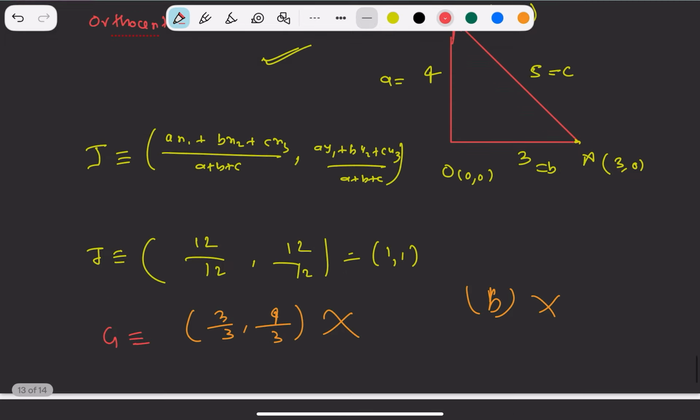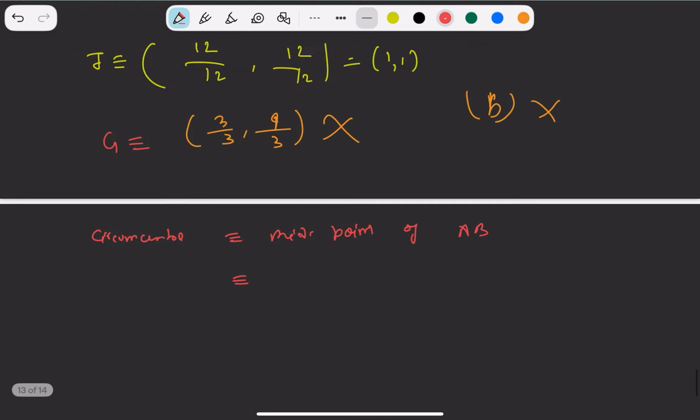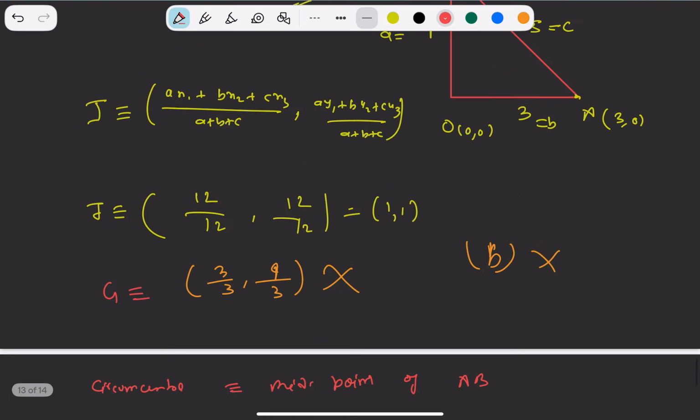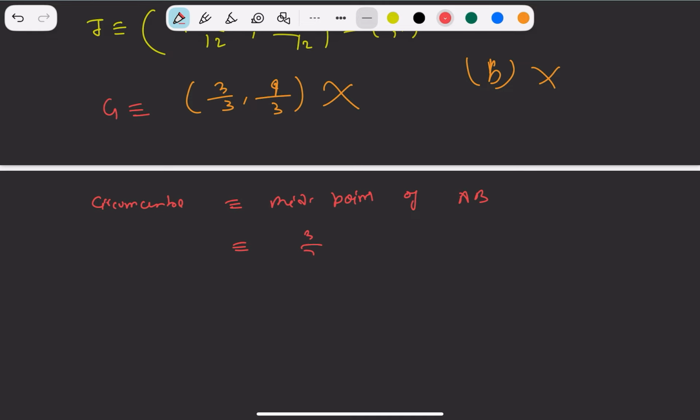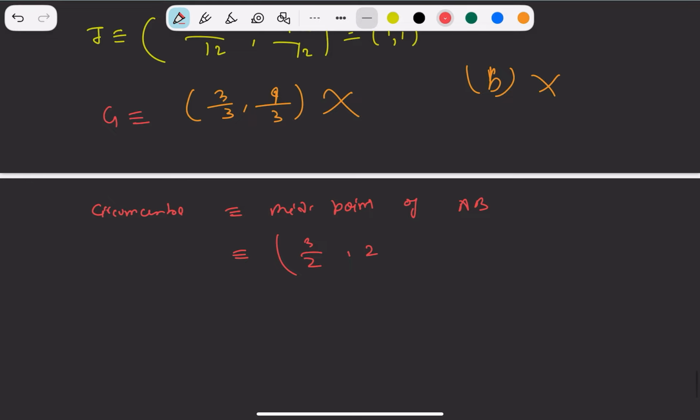The fourth option says the circumcentre of triangle AOB is rational. So let us find the circumcentre. I told you circumcentre is nothing but the midpoint of AB. What is the midpoint of AB we are going to get now? 3 plus 0 by 2, so that is 3 by 2, comma, and 4 plus 0 by 2, so that is 2 itself.